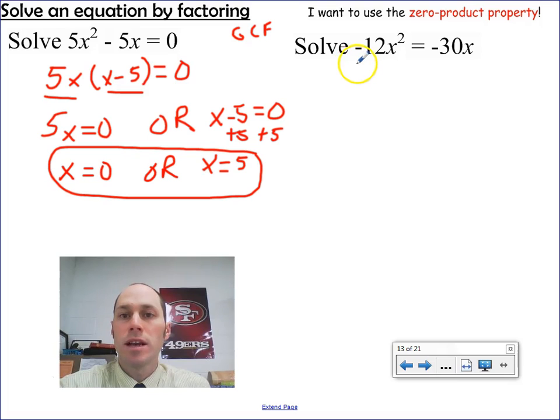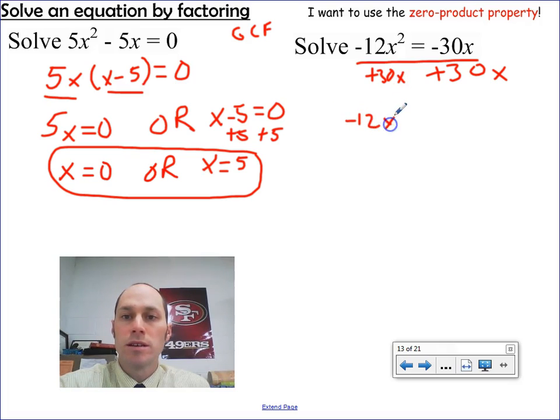Here, solve negative 12x squared equals negative 30x. It's going to be very difficult because I've got to find a number that, when I square it and multiply it by negative 12, gives me that same number times negative 30. We can make this problem a whole lot easier if we make this equal to 0. So I'm going to add 30x to both sides, so that I now have negative 12x squared plus 30x, and that equals 0.